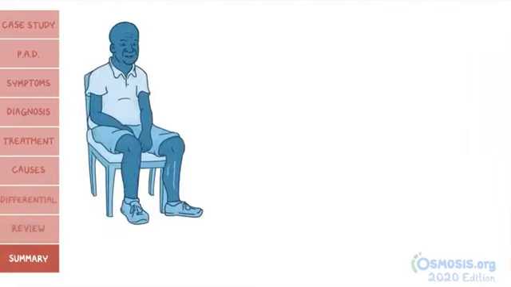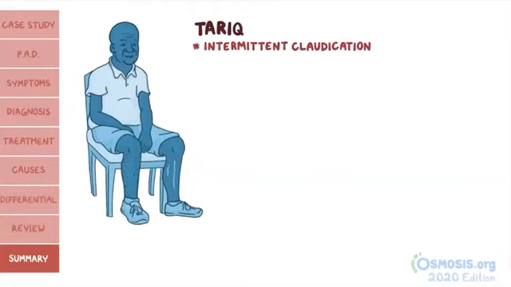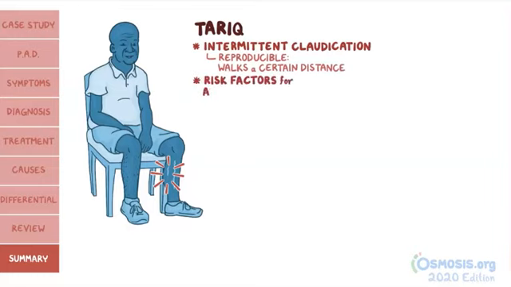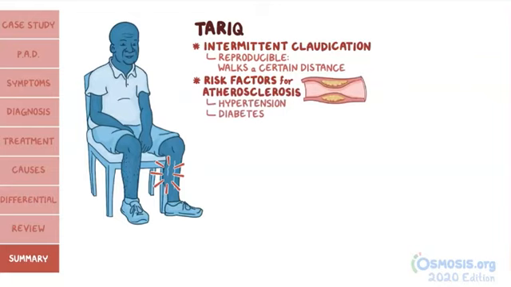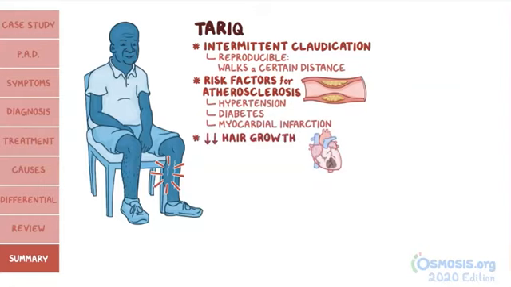Okay, back to our case. Tariq is presenting with symptoms suggestive of intermittent vascular claudication. The pain is reproducible when he walks a certain distance, in his case to the supermarket. Supporting the diagnosis, Tariq has risk factors for atherosclerosis, like hypertension and diabetes, and also has a history of myocardial infarction. In addition, he has physical signs of peripheral artery disease, like decreased hair growth. He also doesn't appear to have symptoms of the mimickers, with no leg swelling and no back pain.